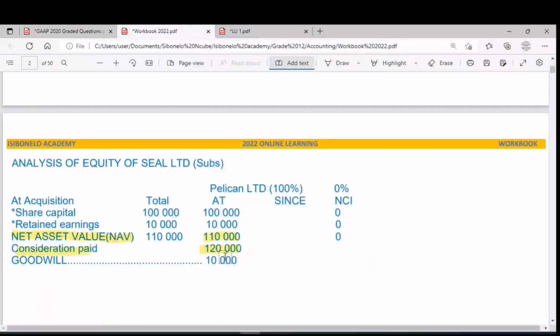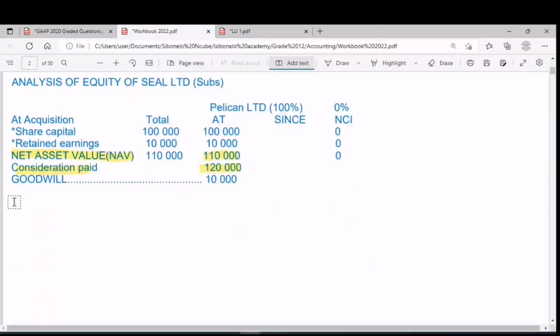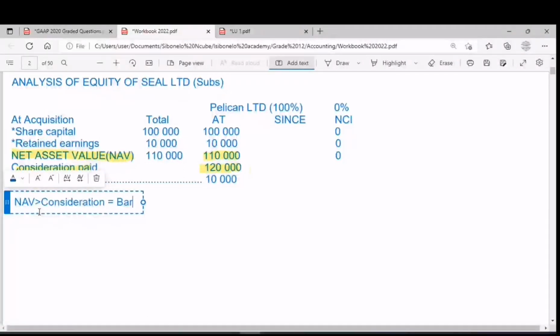So guys, let me write this so we can explain it. If your NAV, the net asset value per share, is greater than the consideration paid for the investment, then we have a bargain purchase.